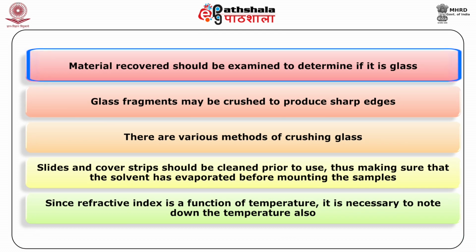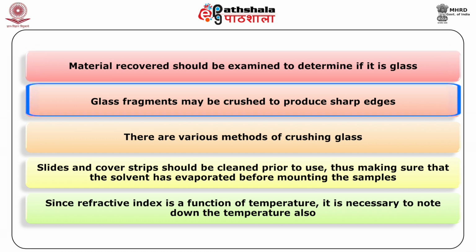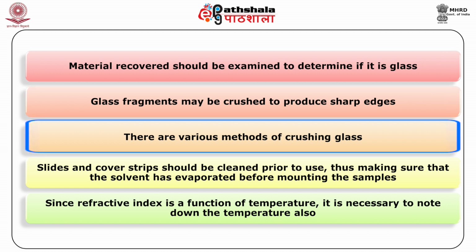Prerequisite for refractive index measurements. Material recovered should be examined to determine if it is glass and then prepared for analysis. Glass fragments may be crushed to produce sharp edges. There are various methods of crushing glass. Large fragments may be crushed using a mortar and pestle or a glass crusher. Small fragments may be placed on a slide in a small drop of immersion liquid and crushed in situ using the tip of a tungsten probe.